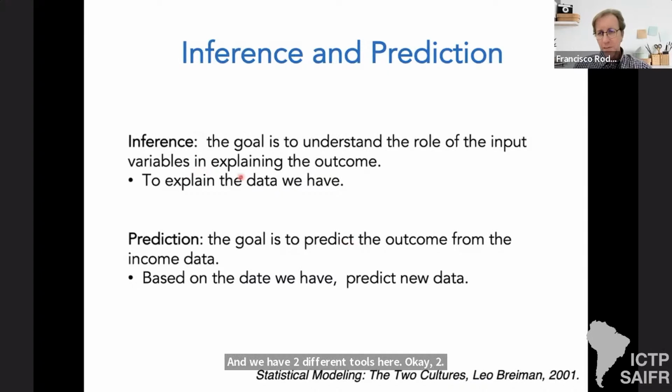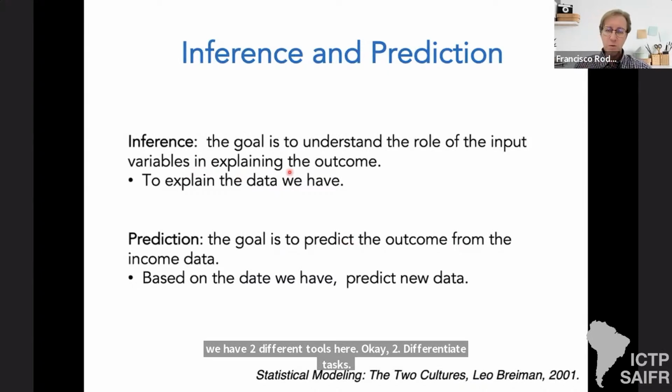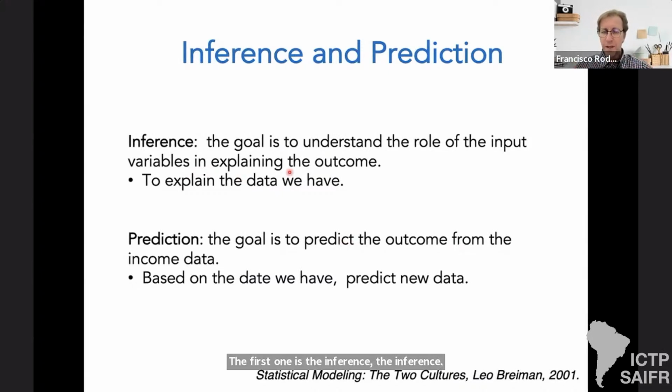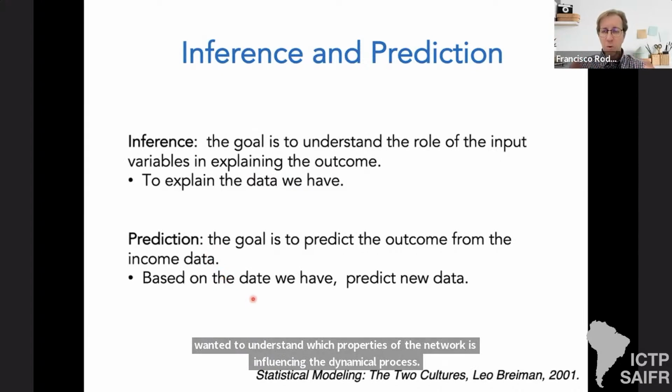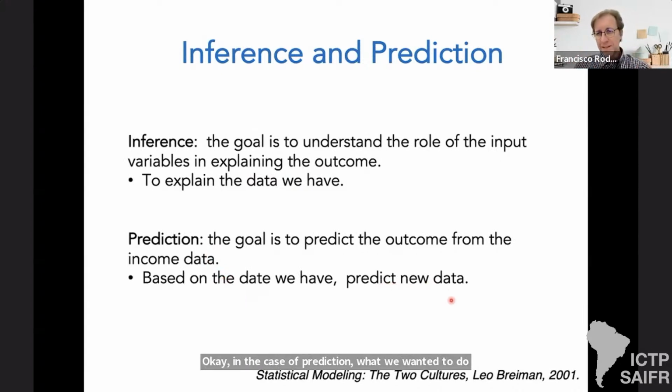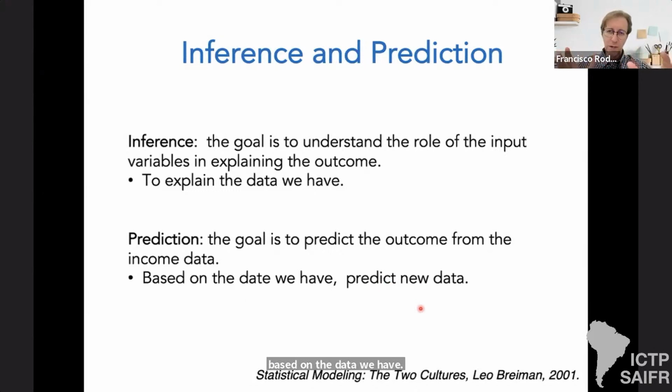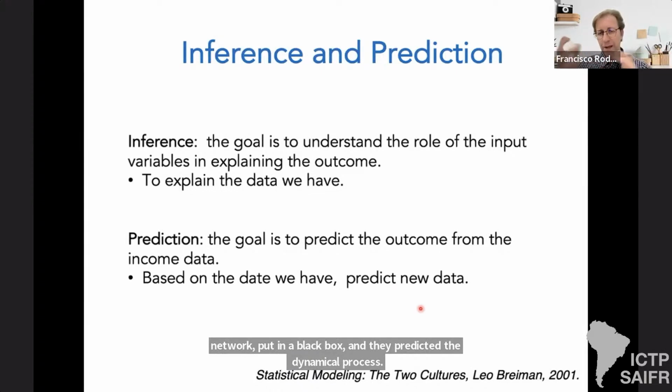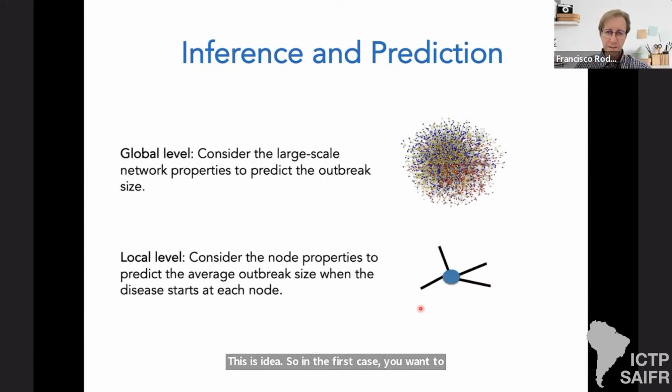The first one is the inference. With inference, what you want to do is explain the data we have. For example, you have a network with synchronization, and you want to understand which properties of the network are influencing the dynamical process, okay? In the case of prediction, based on the data you have, you want to predict new data. Given that I have a network, we extract some features from the network, put them in a black box, and then predict the dynamical process. This is the idea. In the first case, you want to understand. In the second case, you want to predict.